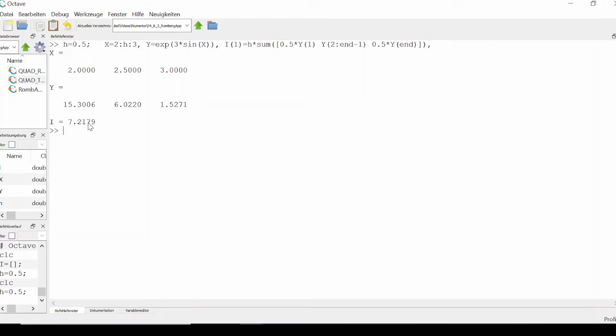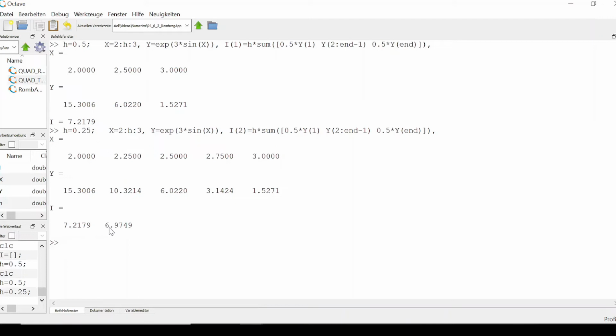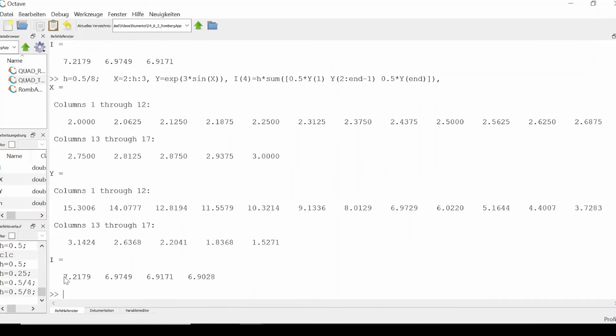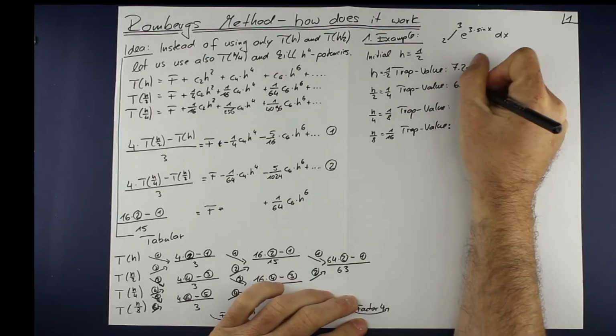7.2179 as I said. Okay, now let's exchange h to be a quarter, and now that's our second. Okay, and now we get 6.9749. We will write that on our paper later. Then let's do the job here, and we get our third value, and then we do the job again, and we have these 4 values, and these I will write on the paper.